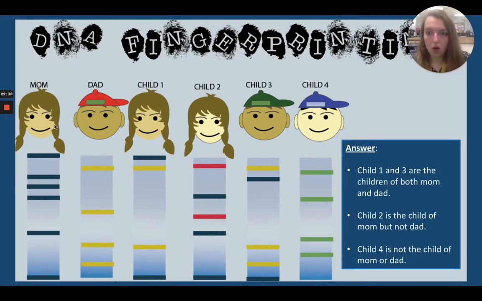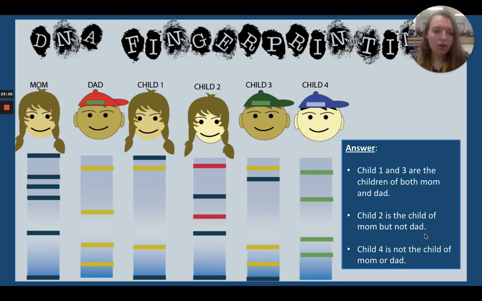Right. So if you take a look, this example was really nice because it's color coded, right? And so let's go over the quick check answer. So, check what you've written in your notes here. So child number 1 and child number 3 are the biological children of this mother and this father. And that's because all of the DNA is accounted for, right? Like all of the bars either came from this mom or this dad.